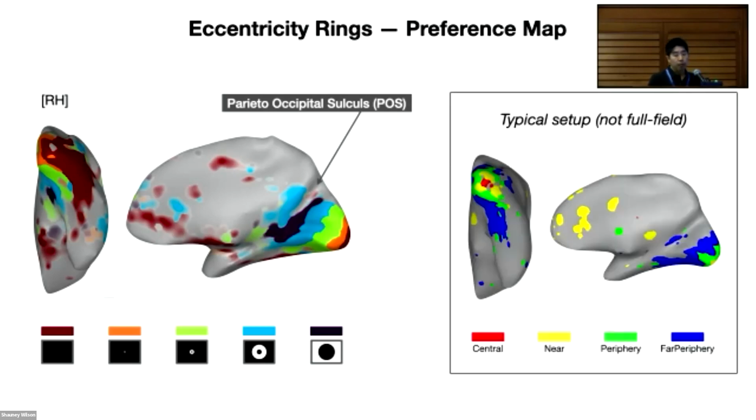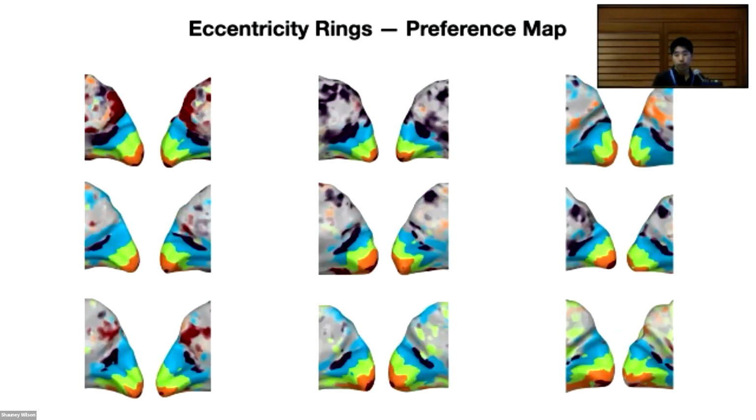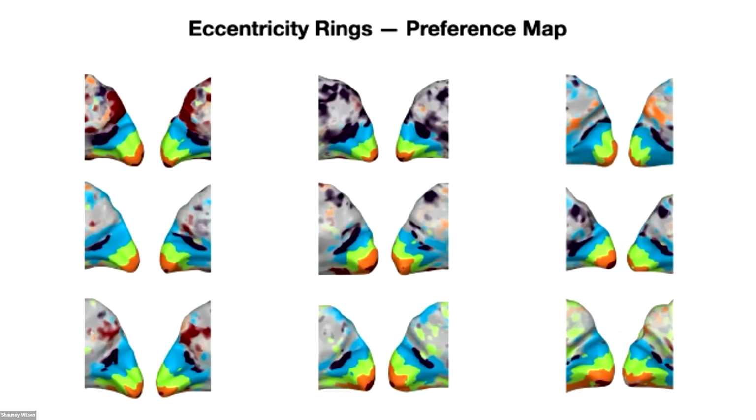To give you some more context, this is the result from a similar protocol, but tested in the typical setup, so not full field. You can see an overall similar motif, but the pattern does not reach anywhere close to the POS. So these results clearly demonstrate that our wide-angle projection setup can stimulate parts of cortex that were not possible before. And we found a consistent pattern across hemispheres and across all other subjects.